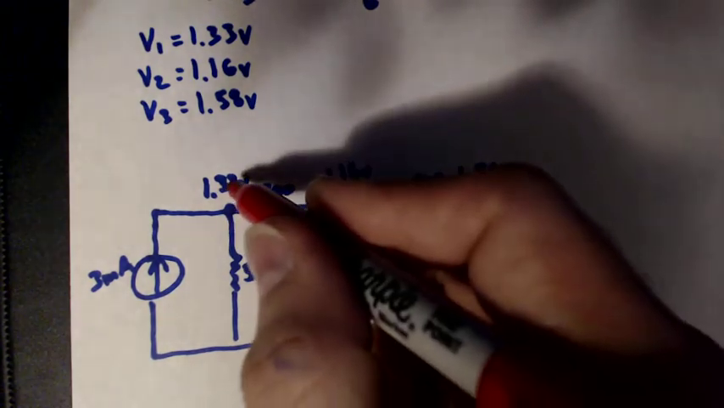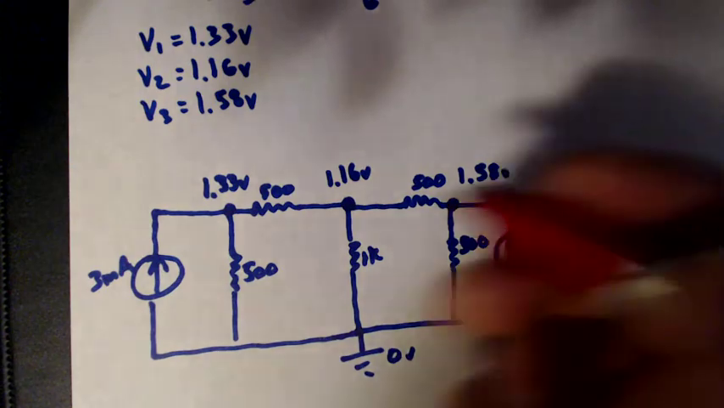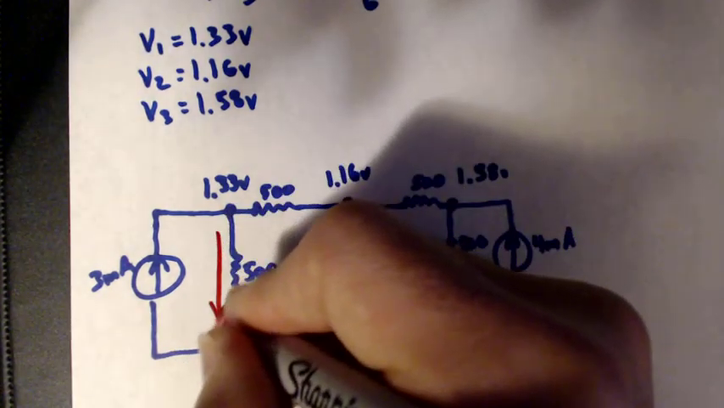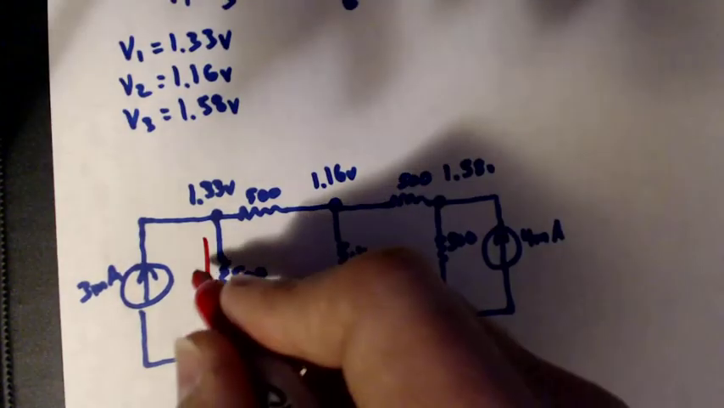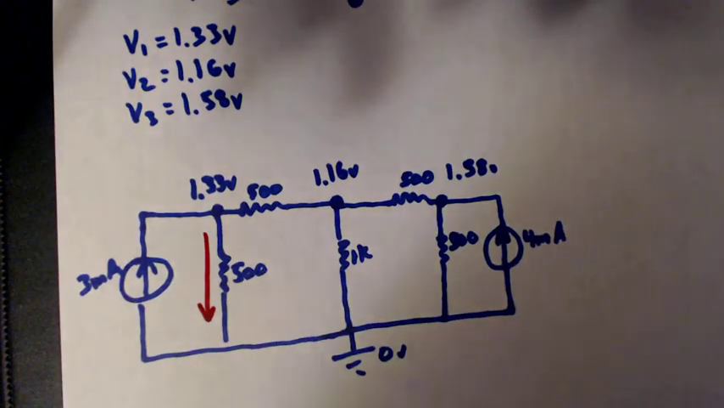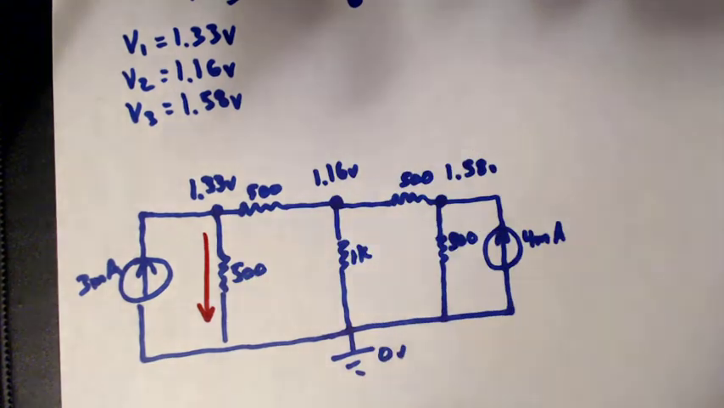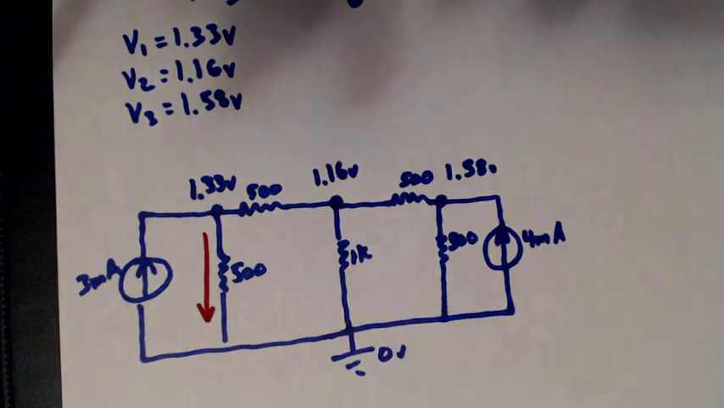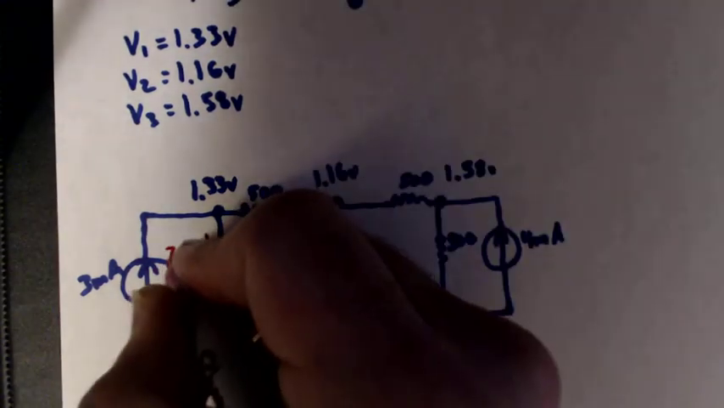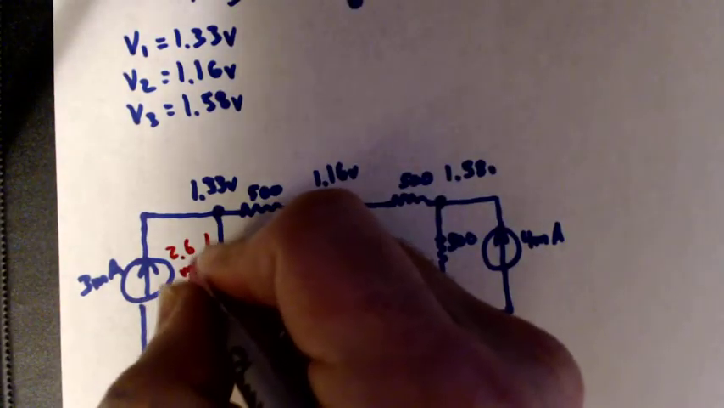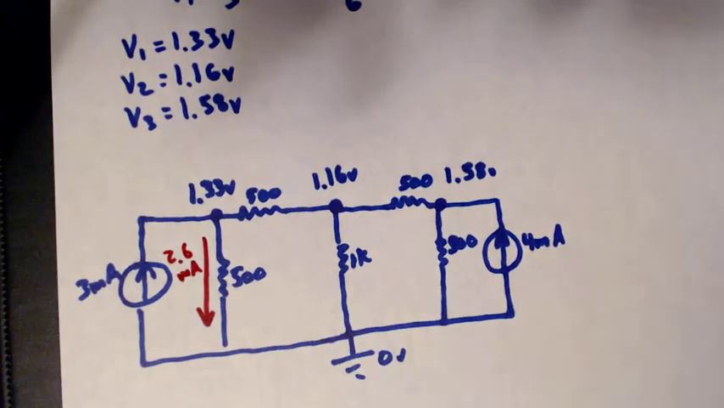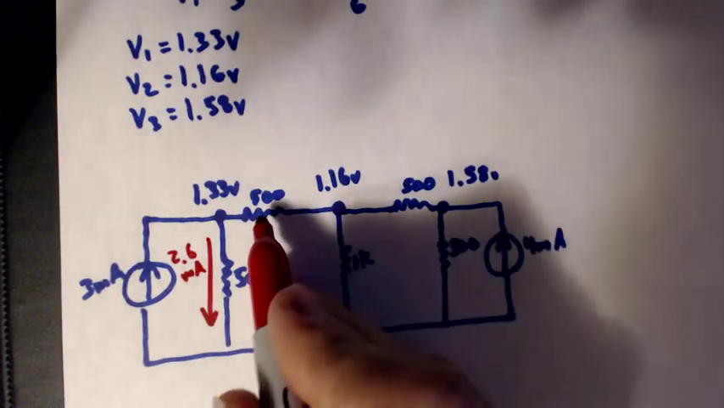0 volts here, 1.33. Current always goes from a higher voltage to a lower voltage. My current goes that way. Okay, what's the magnitude of that current? Well, 1.33 volts divided by 500. 1.33 divided by 500 gives me 2.66 milliamps. I'll just write it as 2.6 milliamps. Okay. What about this one over here?